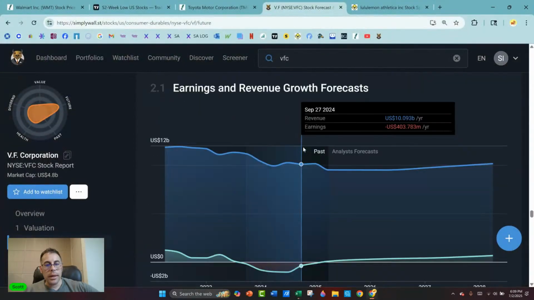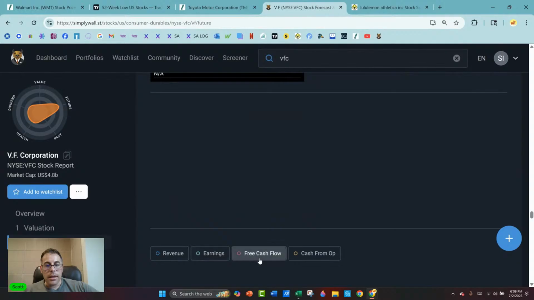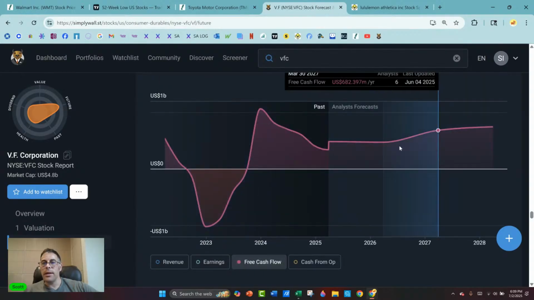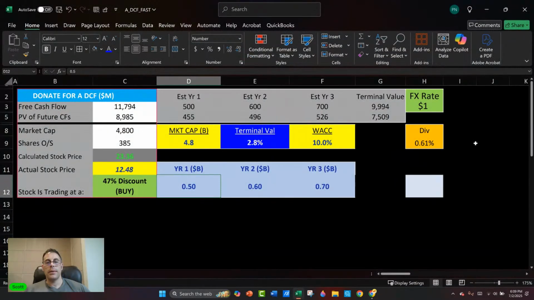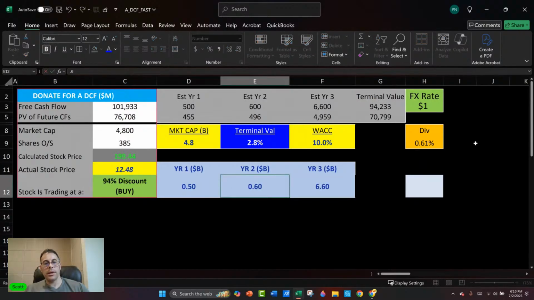Was I too... I think I did it right. 0.5, 0.7, 0.7. And maybe I could lower it a little bit. I could lower it 100 million each year.